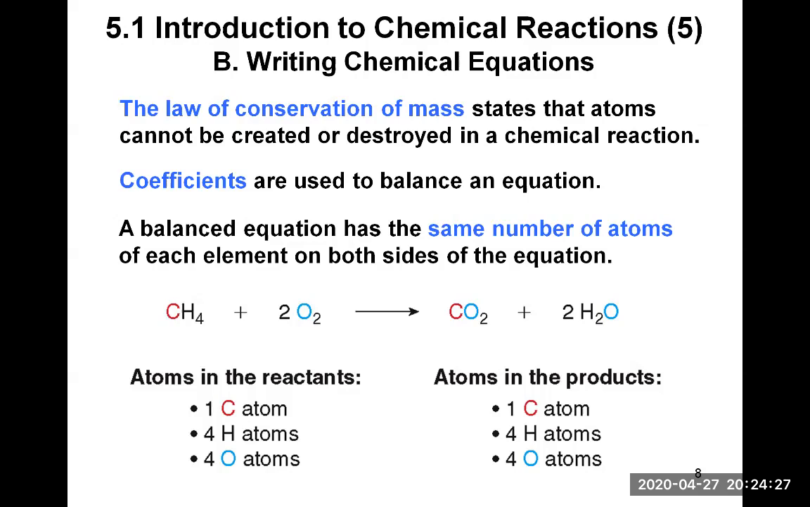So we see that we have the same number of atoms on the reactant side and on the product side. And so we can say that this equation is balanced. It's balanced and it satisfies the law of conservation of mass, because we will have the same amount of mass on both sides, because we have the same number of each type of element present there.